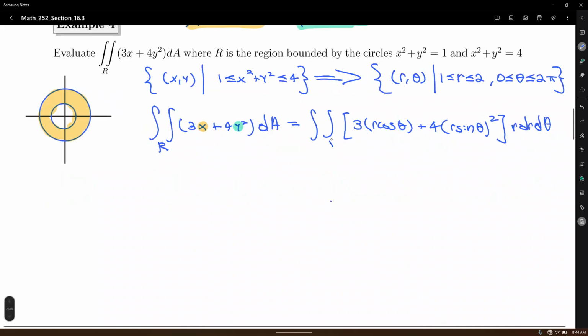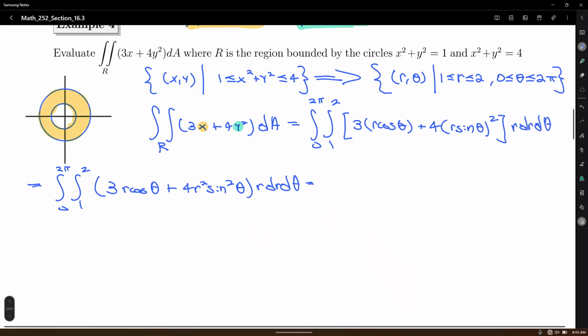They vary between 1 and 2 and from 0 to 2 pi. So the rest of the problem is to get our toolkit, using all techniques from Calc 1, Calc 2, to evaluate this, okay? So that'll be the integral from 0 to 2 pi, from 1 to 2. Okay, let's reduce this first. So that'll be 3r cosine theta plus 4r squared sine squared theta times r dr d theta.